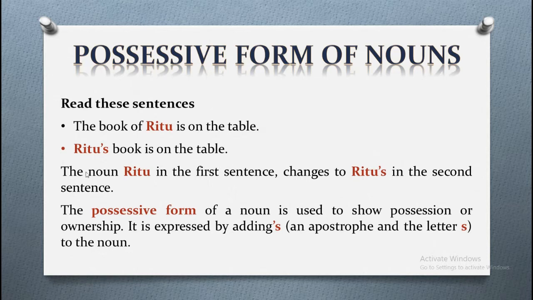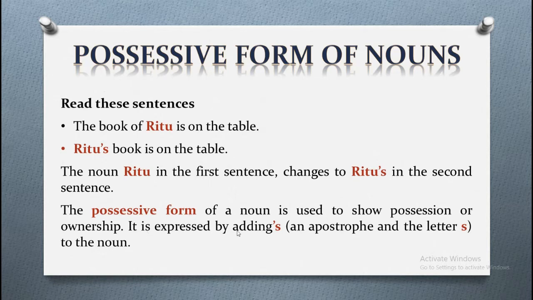Let's have a look at it. The noun Ritu in first sentence changes to Ritu's in the second sentence. So the possessive form of a noun is used to show possession or ownership. Possession is belongingness, a sense of ownership, that this thing belongs to you, that expression of ownership, belongingness.